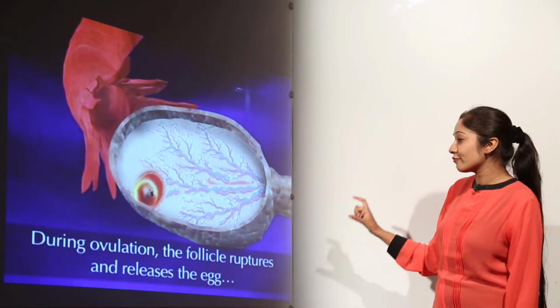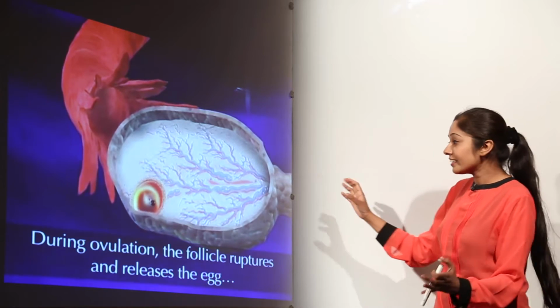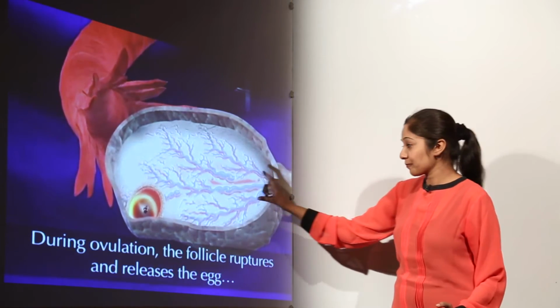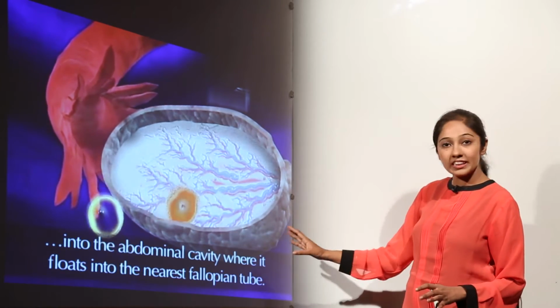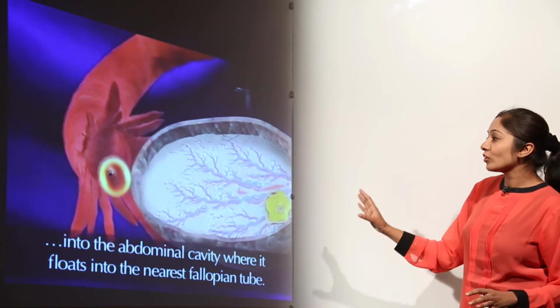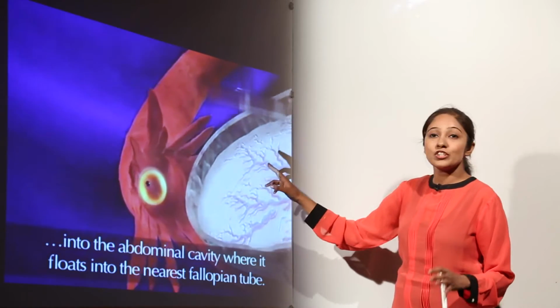During ovulation, the follicle ruptures and releases the egg. See how the egg is now being released into the abdominal cavity, where it floats into the nearest fallopian tube.